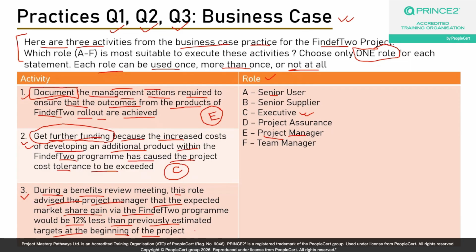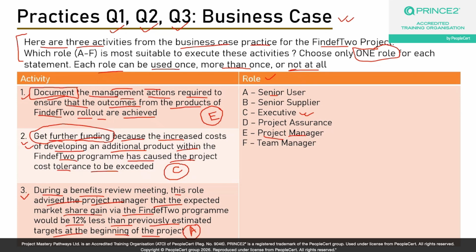On that ground, the correct answer to question number 3 is option A, which is the senior user, because this role is responsible to advise the project manager that, look, we have estimated the post-project benefits of this project, which is the market share gain, would be 24%, which was the baseline, but now it is 12%.